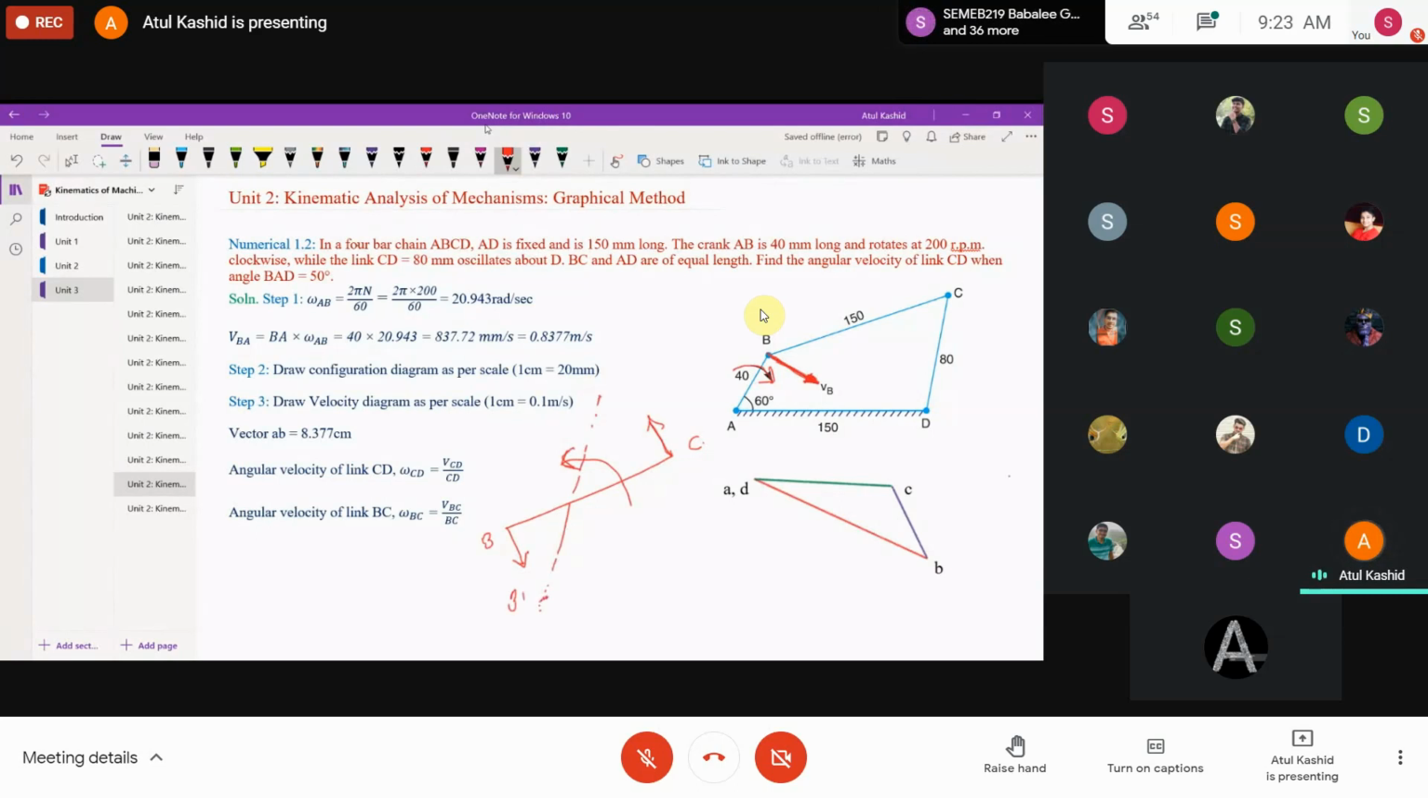B dash, C dash, right? So again, we can see the velocity is perpendicular to the link over here. The velocity is perpendicular to the link over here, right? So this is for the crank and connecting rod AB.